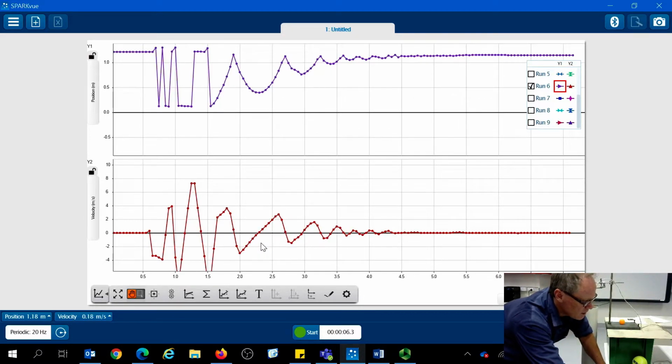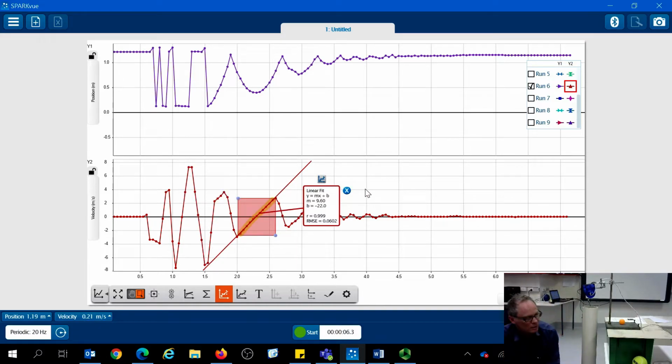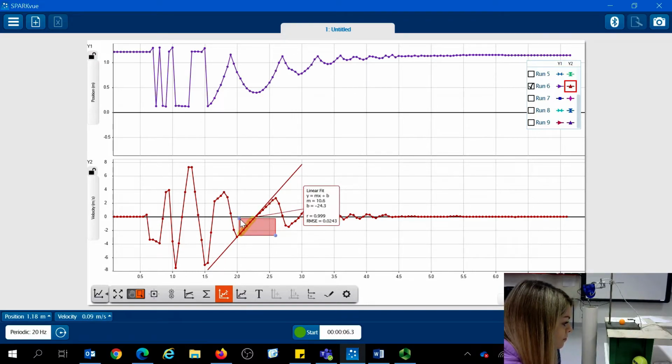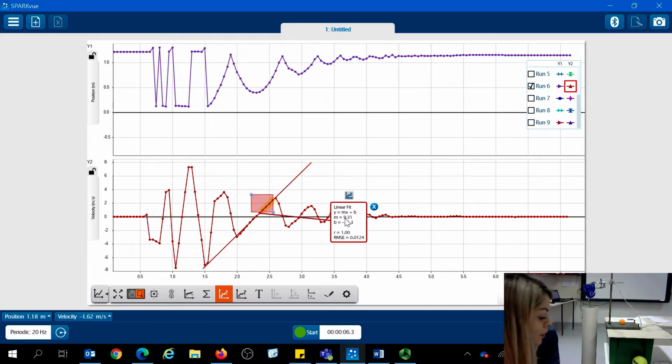So what we've got to do is measure the slope of that. So the whole thing, 9.6. Covered it up a bit. That's a bit awkward. There we go. 9.6. Right. And we're hoping to get around about 9.8. So that's not too bad. And what about if we just look at the lower half of that? 10.6. And what about the upper half? 9.3. Okay.